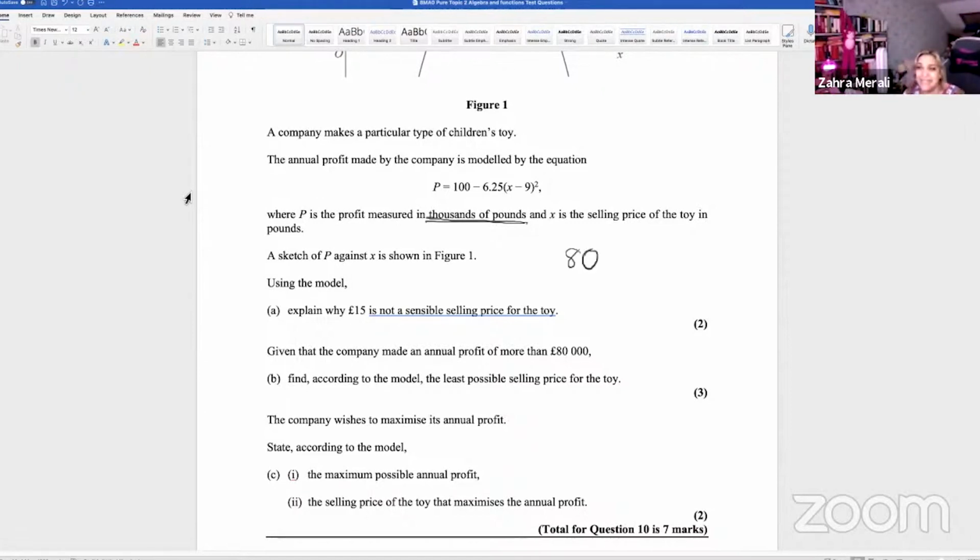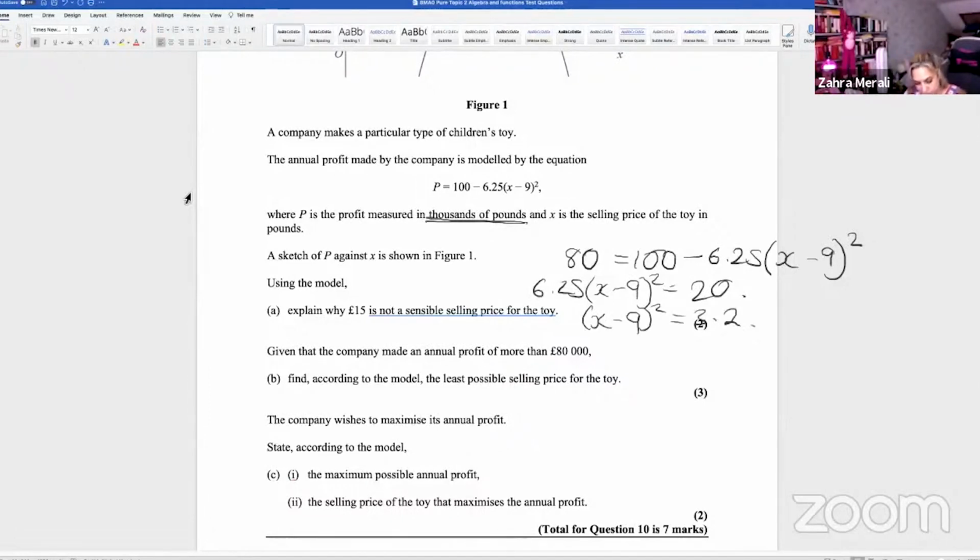So we're going to make the P equal to 80, right? And I know it's saying more than, but that just means we round it up when we're trying to find the least possible price, right? And then we're going to solve that. And because it's in completed the square form, we don't need to open out the brackets. We can just move this onto this side. 100 minus 80 gives you 20. Divide by 6.25.